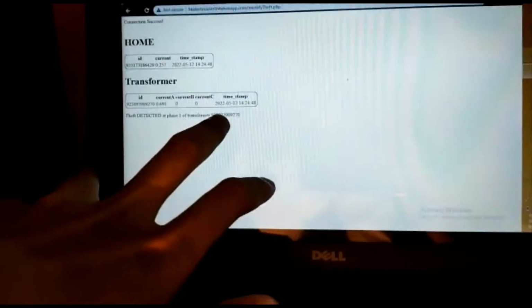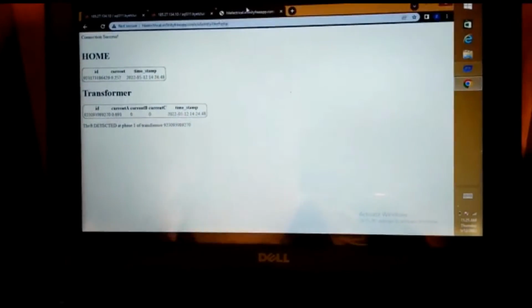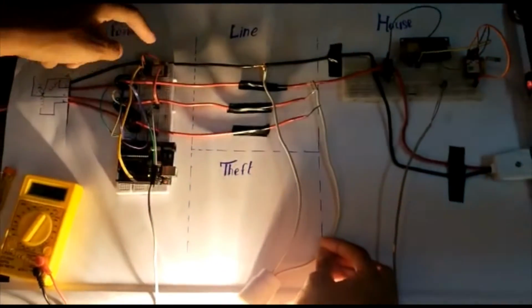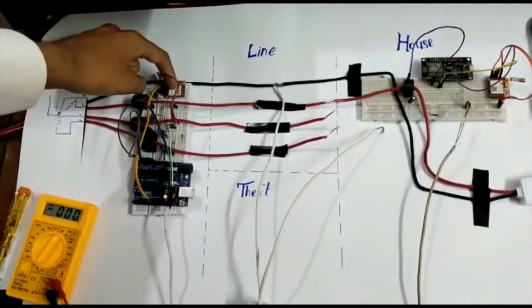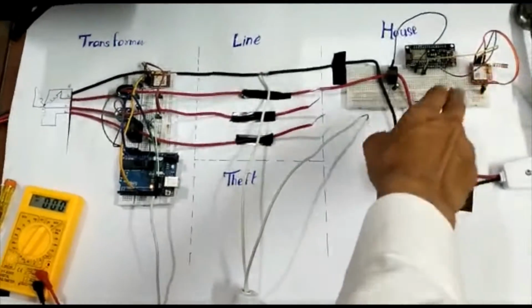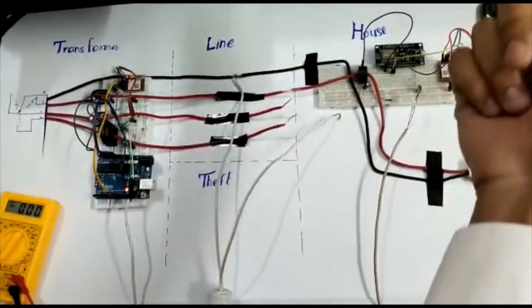So here, theft detected at phase 1 of transformer 92309 and whatever the ID is. Okay, so the ID is the SIM card connected to this. I have plugged a SIM card in this. So that ID is that number. This has its own ID, which resembles the SIM card connected into it.